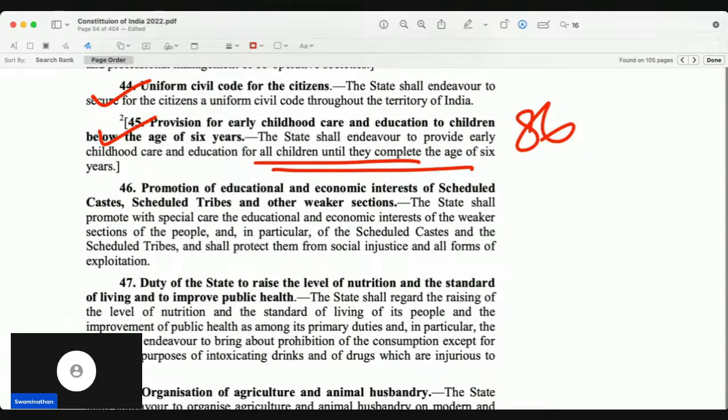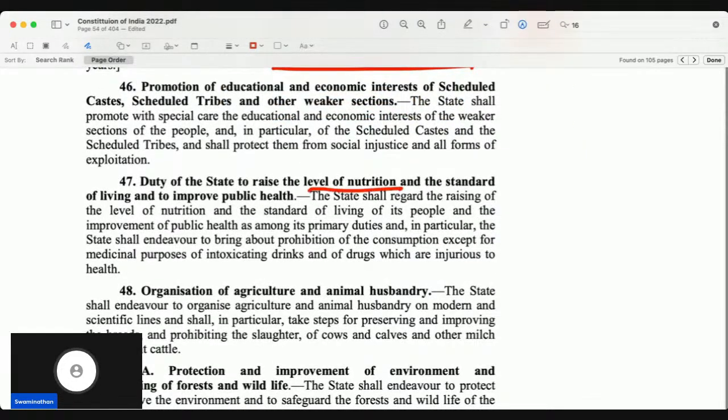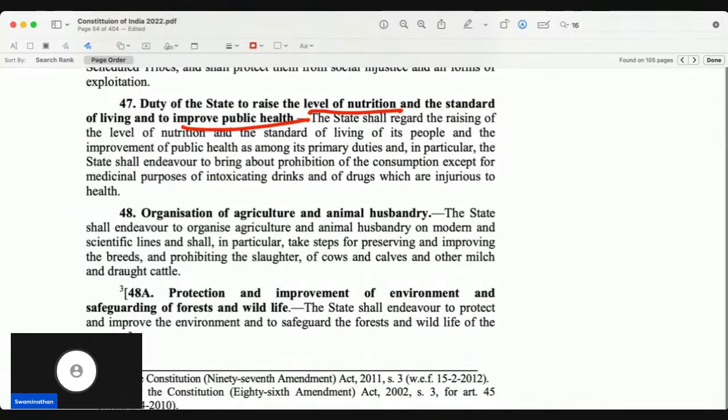Article 46: promotion of educational and economic interests of the scheduled castes, scheduled tribes, and weaker sections. Article 47: duty of the state to raise the level of nutrition and improve public health. Article 48 is organization of agriculture and animal husbandry. This is one DPSP which talks about the ban on the slaughter of cows. It's not only about cows, but also calves and other milch or draught cattle. But yes, of course, the cow has been mentioned here under Article 48.